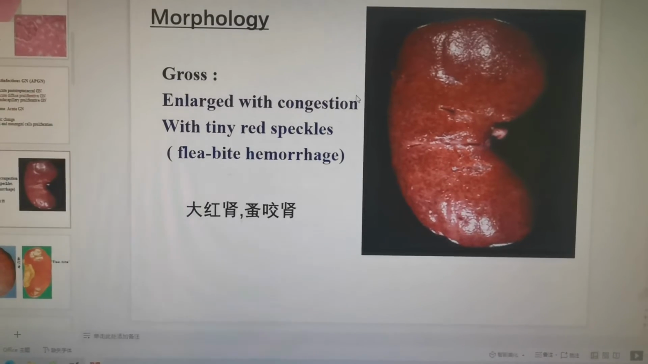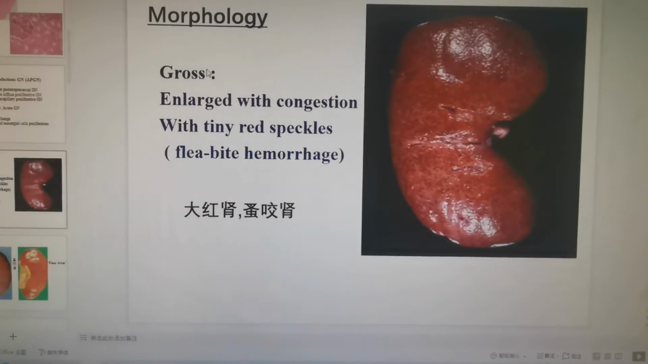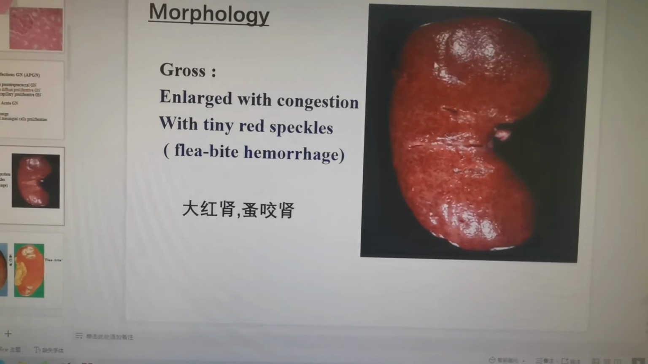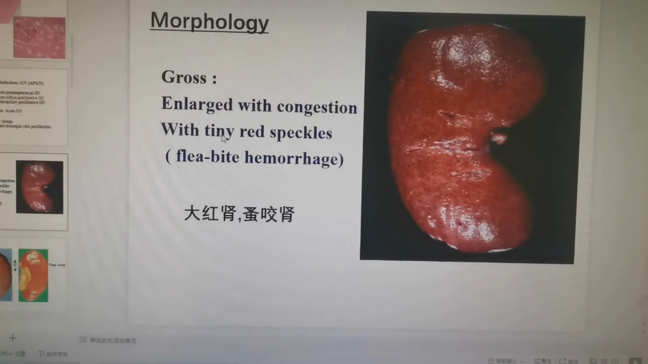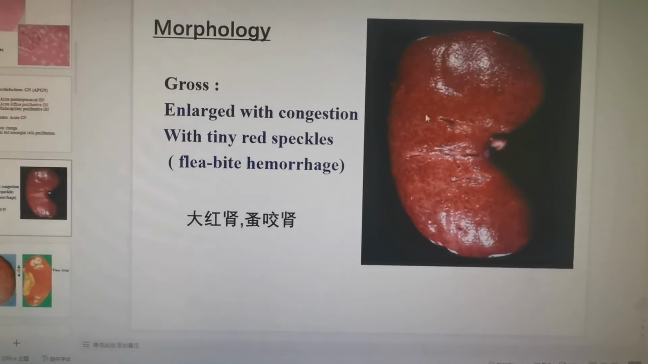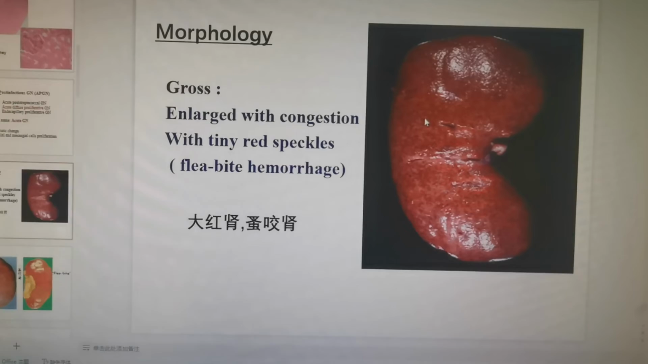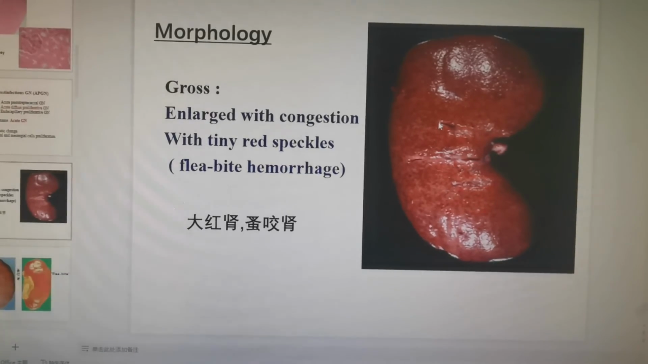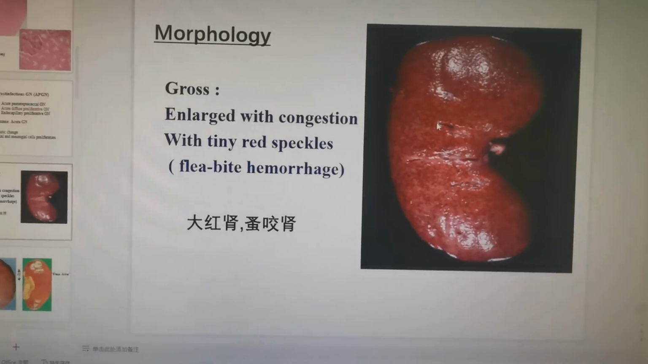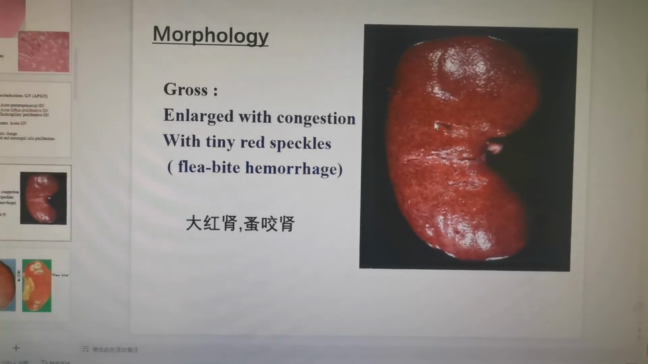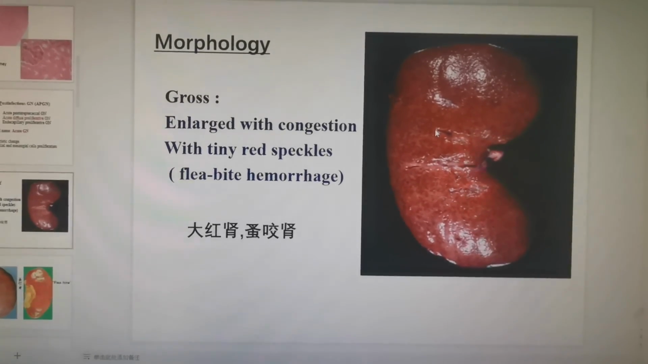In the surface of the kidney you can also see tiny red speckles, similar to what we studied in liver cirrhosis with its surface nodules. Here you can see the red speckles on the surface of the kidneys. Why these tiny red speckles?